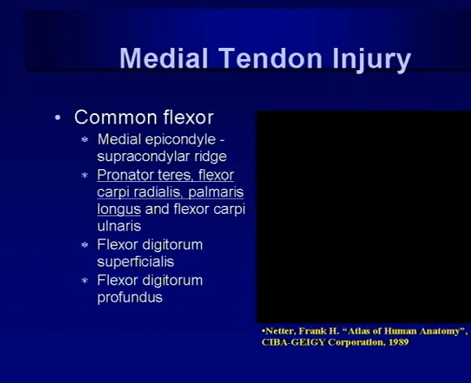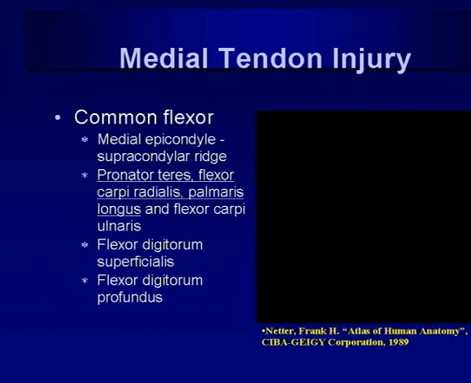There are actually three layers of the flexor tendons. There is a superficial layer composed of these tendons denoted here, the pronator teres, the flexor carpi radialis, the palmaris longus, and the flexor carpi ulnaris. There's an intermediate layer, which is the flexor digitorum superficialis. And then there's a deep layer, the flexor digitorum profundus. That one doesn't actually originate with the rest of the tendons.